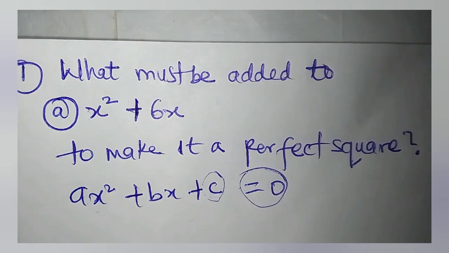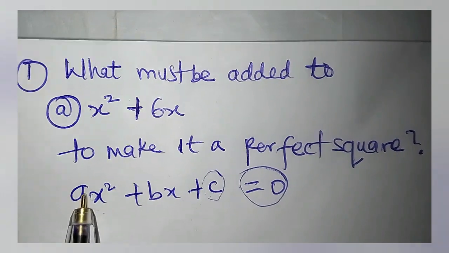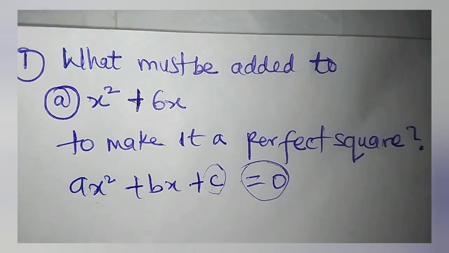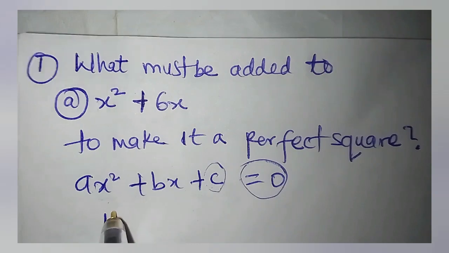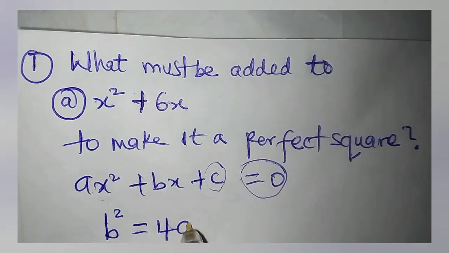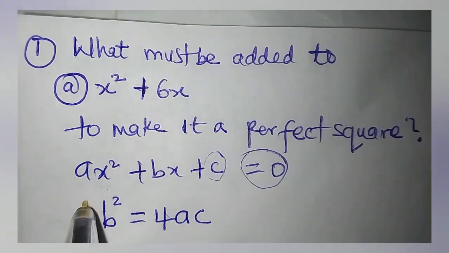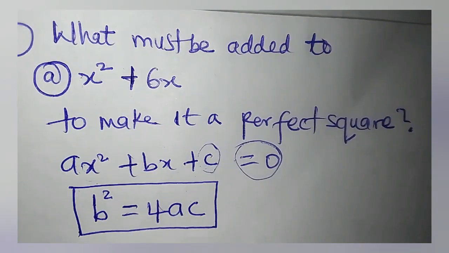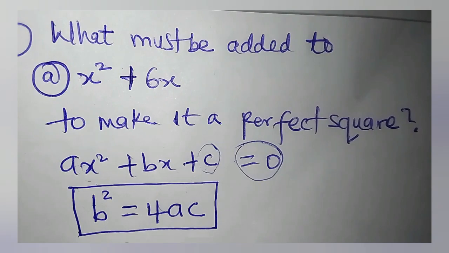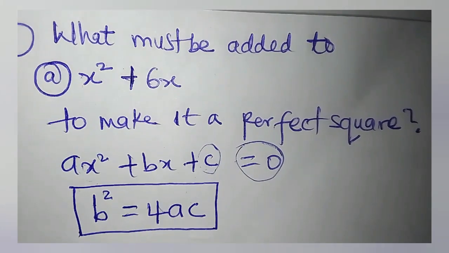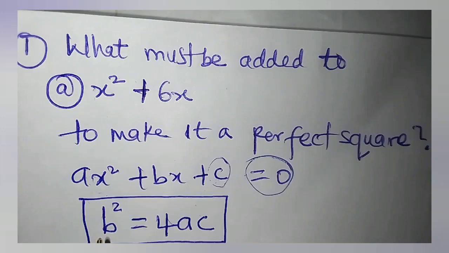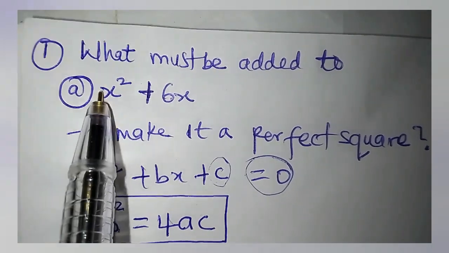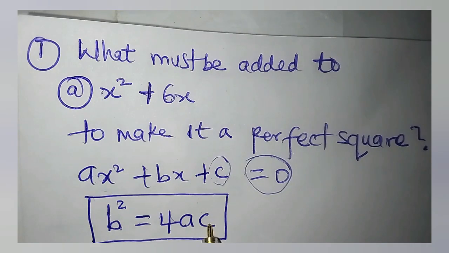Now, I'll show you a formula that connects these three constants of a quadratic equation. It says that b squared is equal to 4ac. Take note of this formula: b squared equal to 4ac. It is what I will use to complete the squares. Now, our b is 6, our a is 1. It is c that we are looking for.